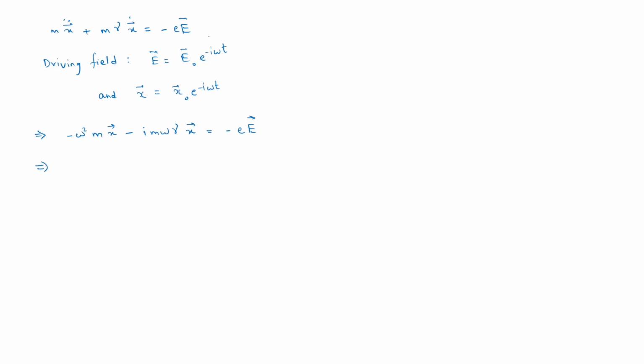Now what we will do is take the x along one side, so we take m common: minus omega square plus i omega gamma, is equal to minus e E, with the negative sign, and x. So x is equal to, the minus minus cancels, e E over m times omega square plus i omega gamma. So this is how the electron will oscillate in response to the electric field E.